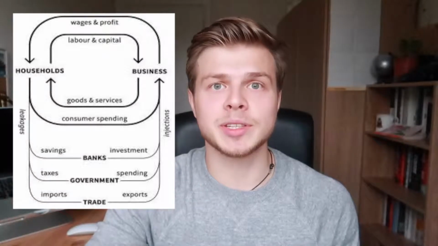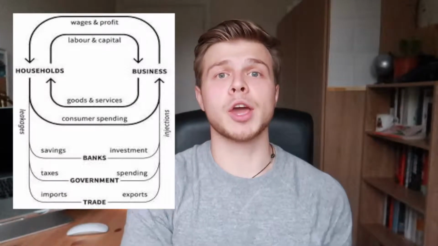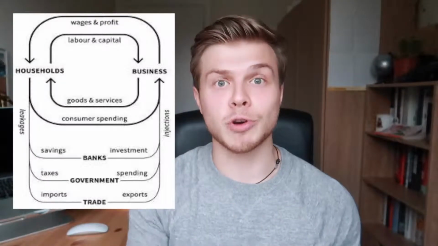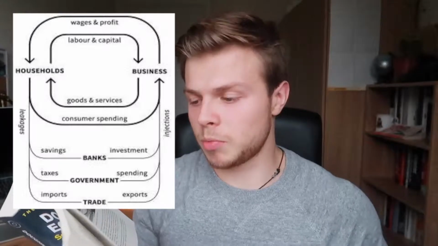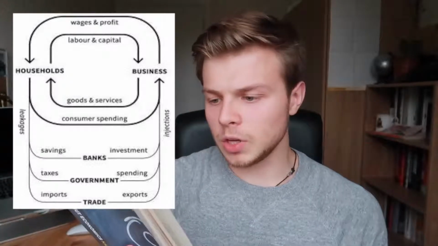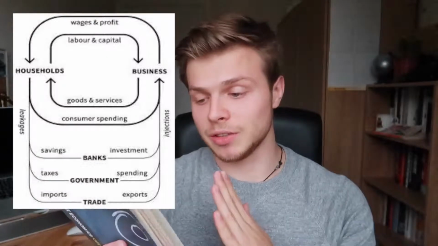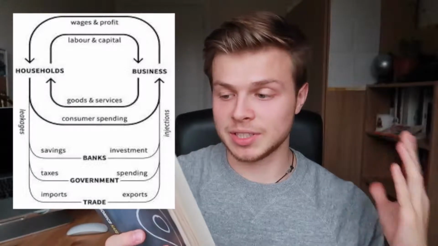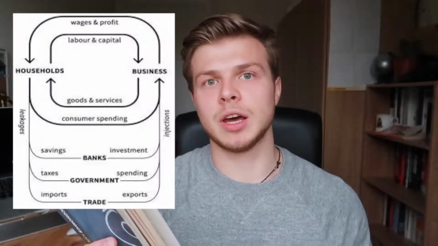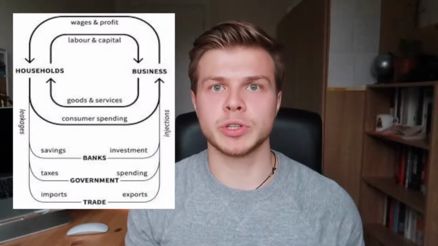Households supply their capital and labor in return for wages and profits, and then they go out and buy products or services from the businesses. Banks, government and trade provide leakages and injections. So the leakage for a bank is savings, the injection is investment; the leakage for government is taxes, the injection is spending; the leakage for trade is imports, and the injection is exports.